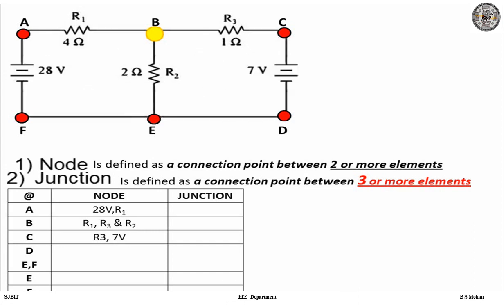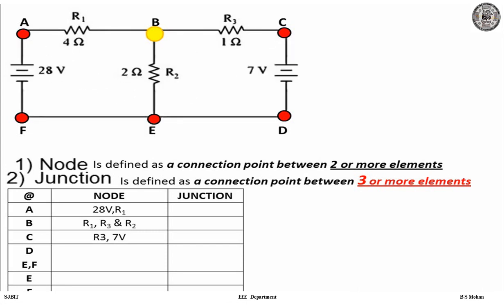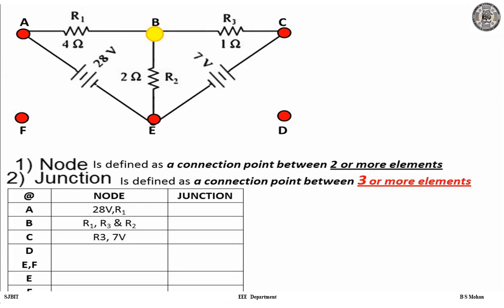They are same electrically, but what is the difference? What difference do you observe? Here between F and D there is a line, E and D there is a line. This line represents connecting wires, whereas in this diagram we have removed the connecting wires and connected each end of 28, 2 and 7 directly without help of connecting wires. Thus we can say that F and D, which was a node, now all these three form one junction holistically.